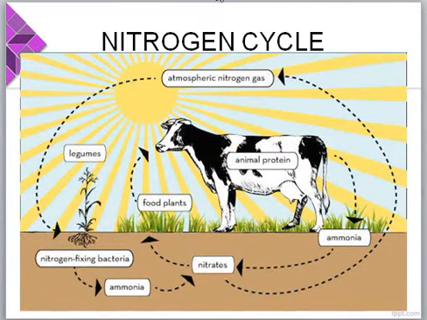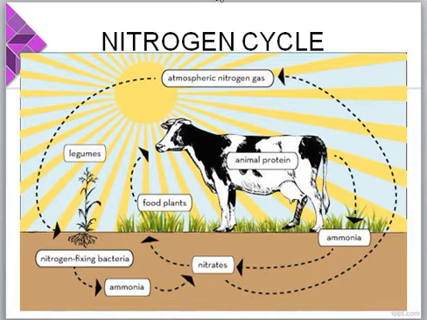Another cycle is the nitrogen cycle. Nitrogen is an essential part of proteins, nucleic acids, and chlorophyll of plants. Nitrogen gas, or N2, is 78% of the atmosphere. The nitrogen molecule is said to be stable in chemistry. It does not readily combine with other elements to form a complex compound.